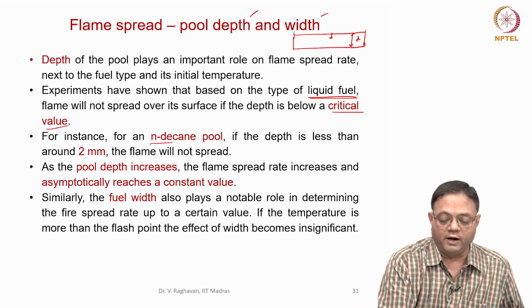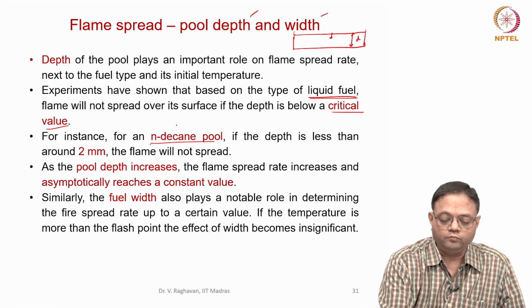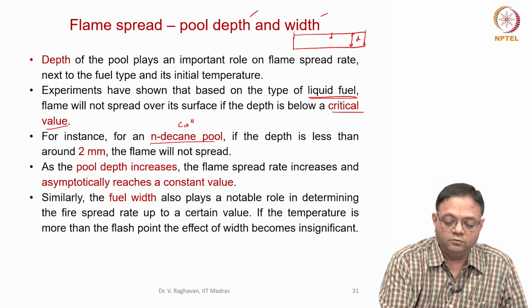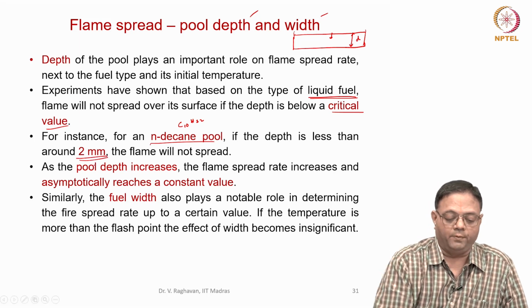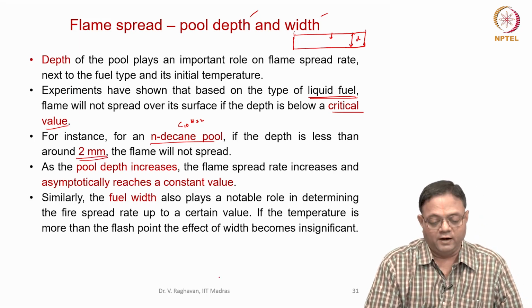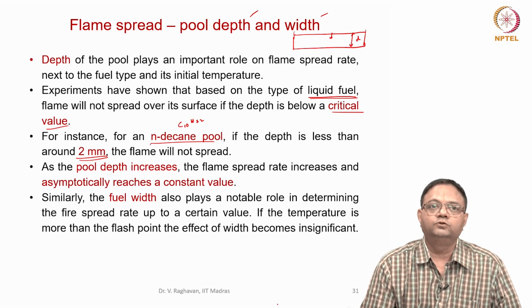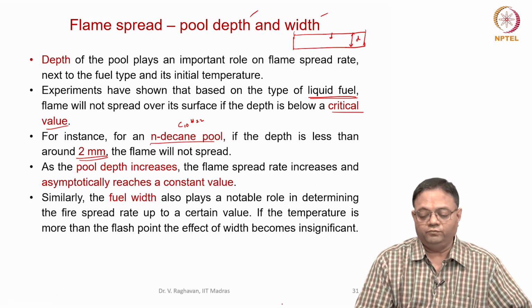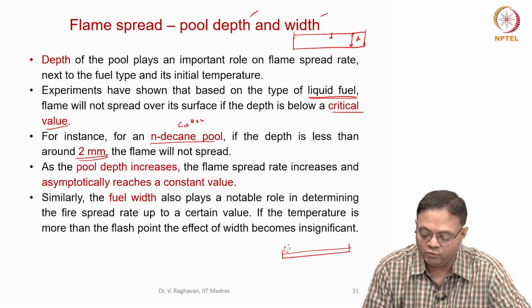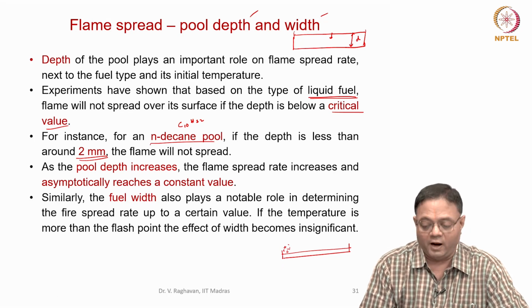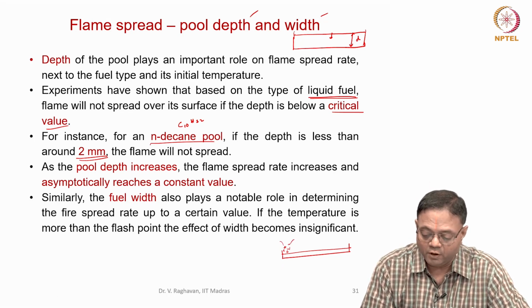Example is for an N-decane pool, if the depth is less than 2 mm, then the flame will not spread. Why? Because when there is a thin fuel layer, some vapors are formed due to heating, and the air from the atmosphere mixes and a mixture forms.